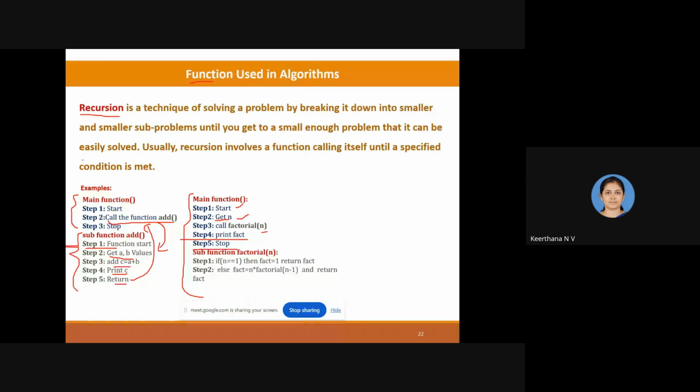So here I am writing a decision statement. If n equal to 1, then fact is my variable and I return that fact variable. So initially for factorial finding, this will always be 1. After that, else I will be calculating this factorial and returning it. After this calculation, this function will go back here and print the factorial, and the algorithm will be stopped at step 5.